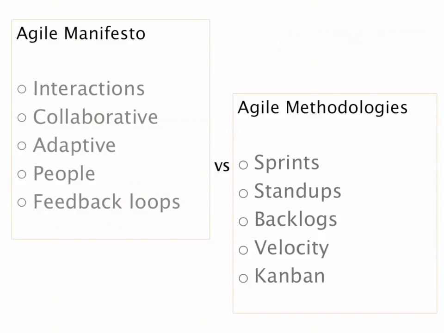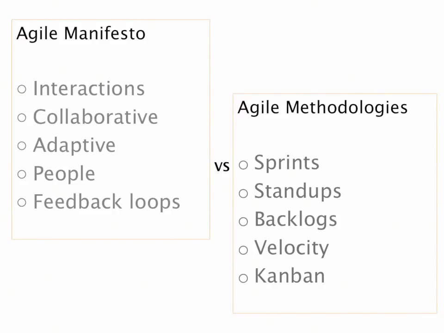And I think just to highlight this, when we look at the Agile Manifesto, the concepts that came out of this versus the terms that we hear a lot when we think about the different Agile methodologies, there are quite a few differences. For me, the manifesto says interactions, collaborative, adaptive. It's about people, and it's about these feedback loops, right? When they talk about working software, the reason for this idea of working software is that we are getting these feedback loops so that we're constantly learning and improving as we go through this.